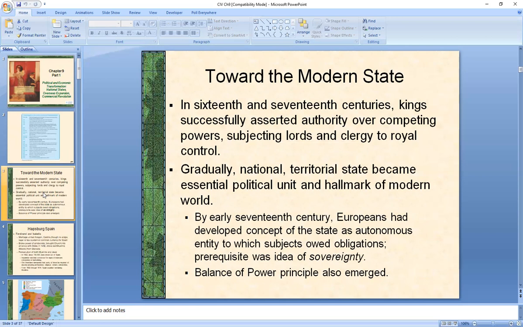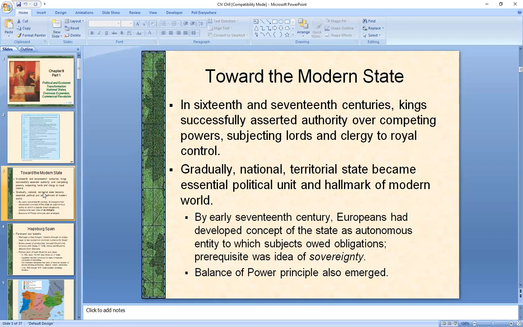Balance of power refers to our checks and balances. We have the legislative branch, the judicial branch, and the executive branch, so that each one has certain powers that check the other one and keep the others in check, so that no one person, no one entity can have a lot more power than someone else. It requires everyone to work together. So that balance of power principle emerges during the 16th and 17th centuries.